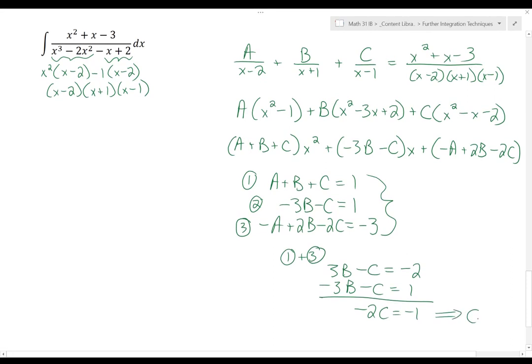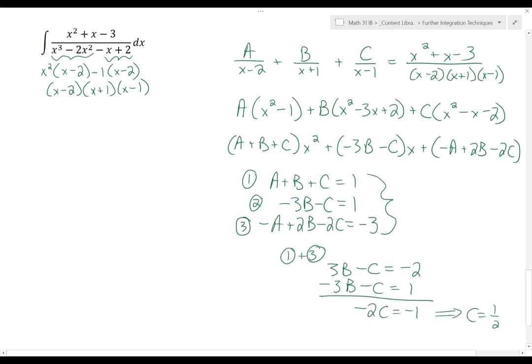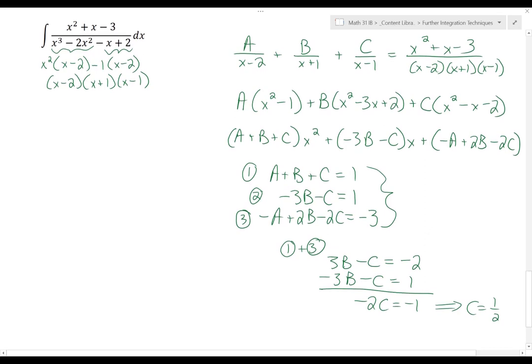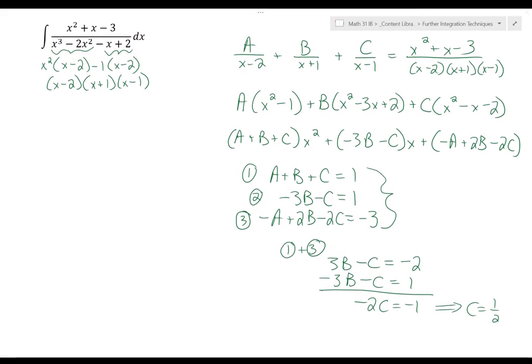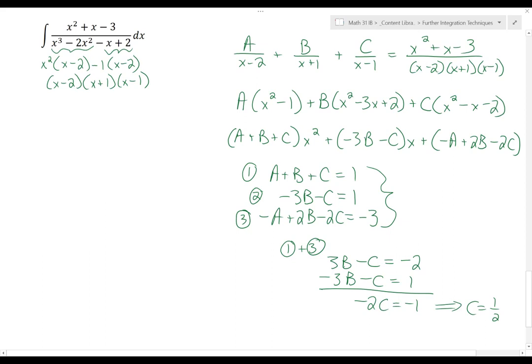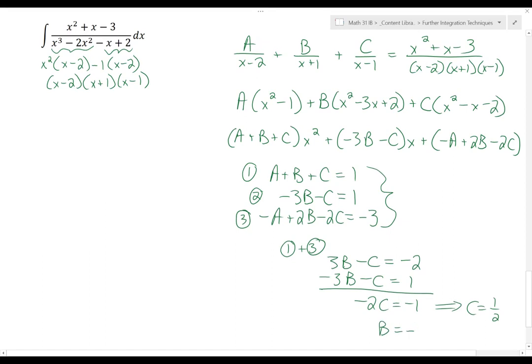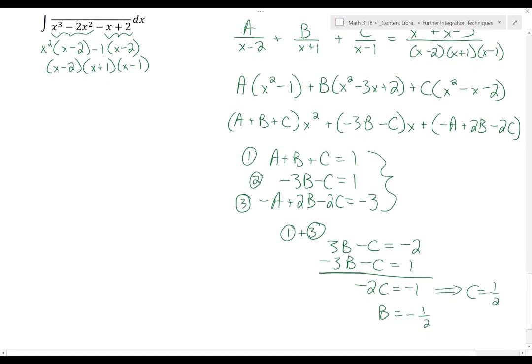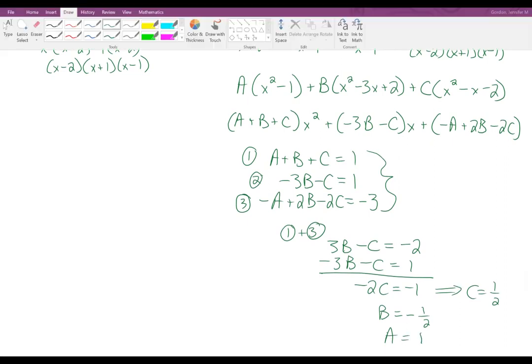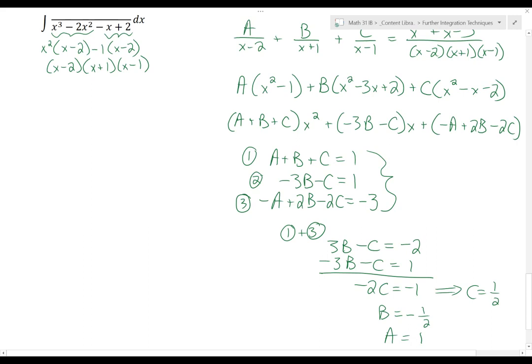So c equals 1/2. We can reverse engineer this, plugging that back into the second equation. If c equals 1/2, then I plug that in to the second equation, and I get that b equals negative 1/2. And then finally, since a plus b plus c has to equal 1, a equals 1. All right, we've got our fractions now. These ones, fortunately, are going to be easy to antiderive.